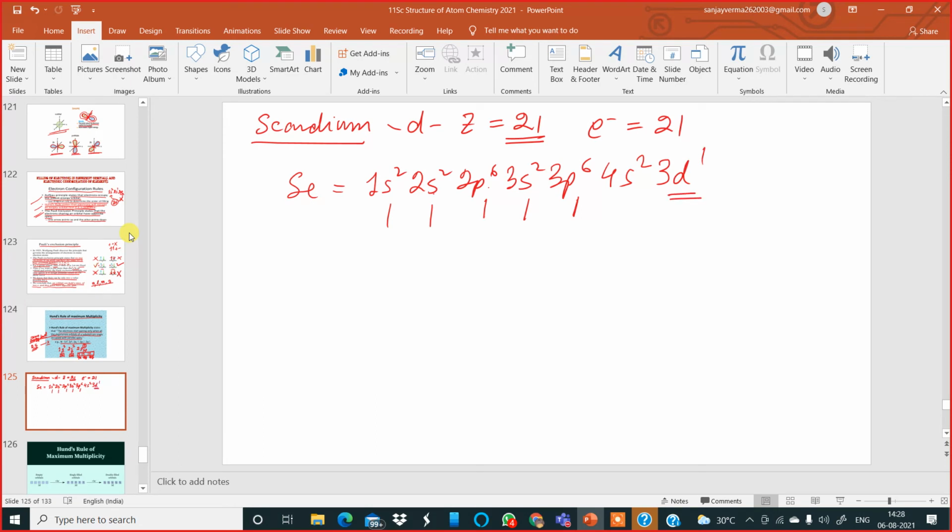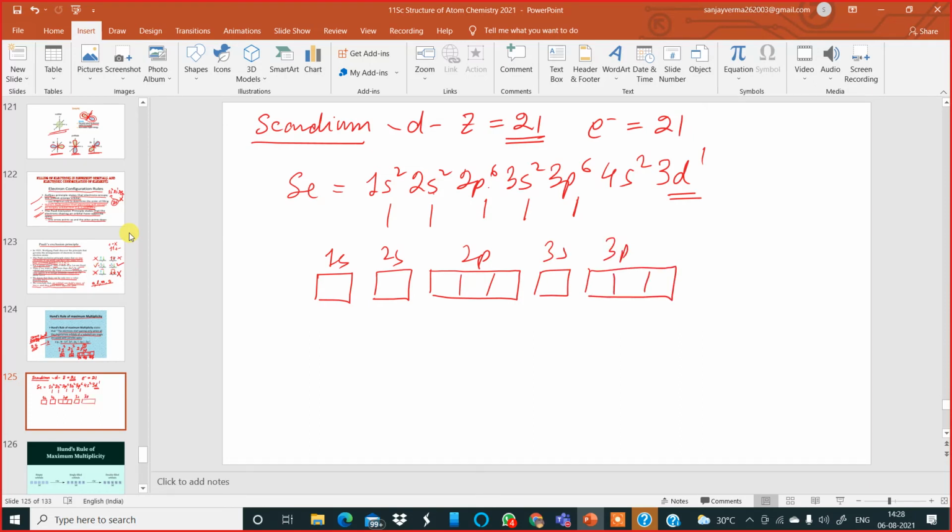So when you draw the orbitals this way, this is 1s, then this is 2s, then there is 2p like this, then there is 3s, then there is the 3p orbital, 3 of them, then there is 4s, and then finally there is 3d. In 3d, there are 5 orbitals, 1 2 3 4 5. So when you start putting the 21 electrons, this goes first like this.